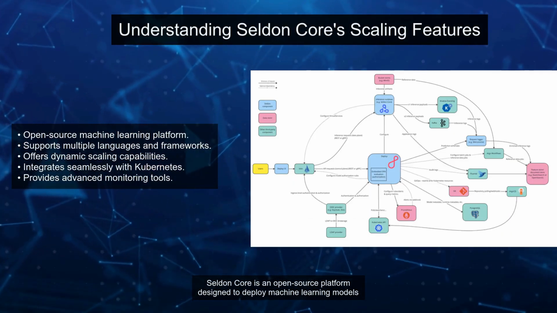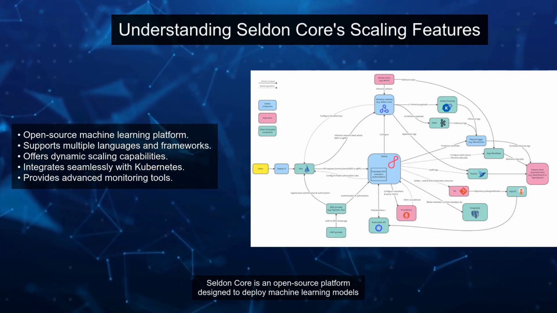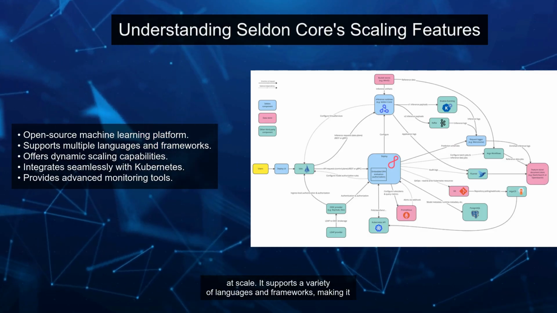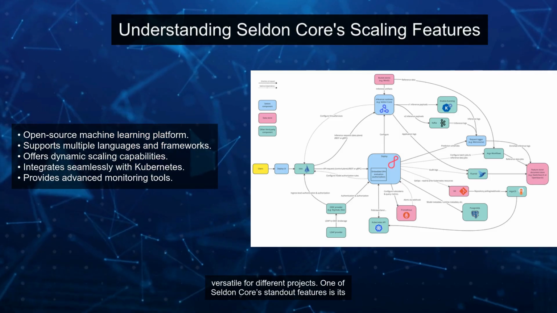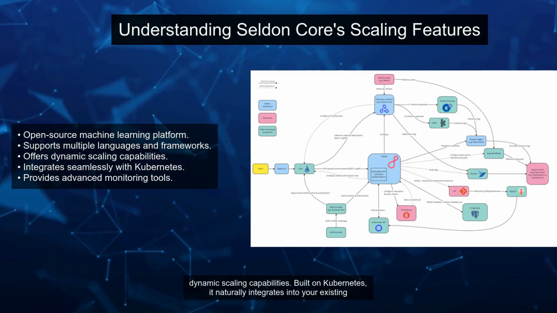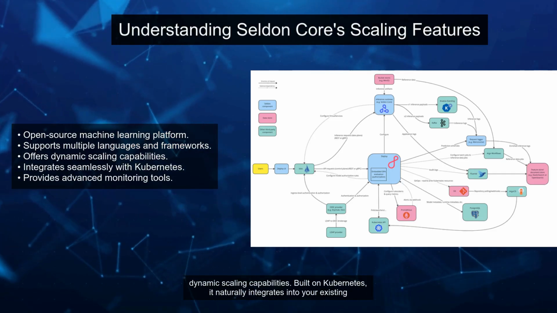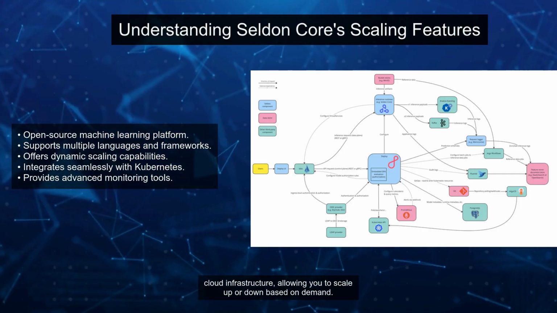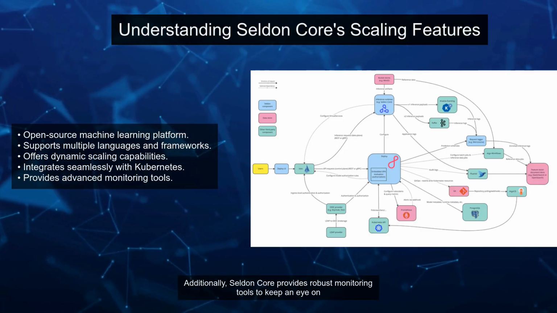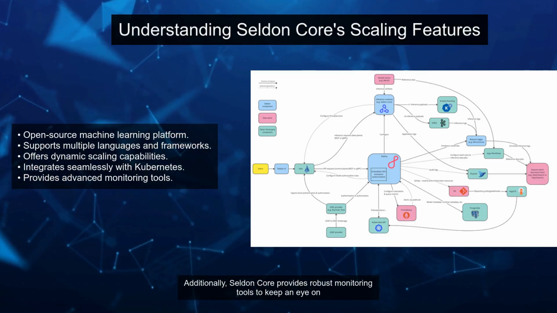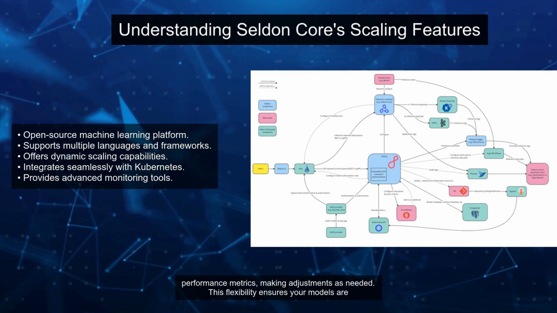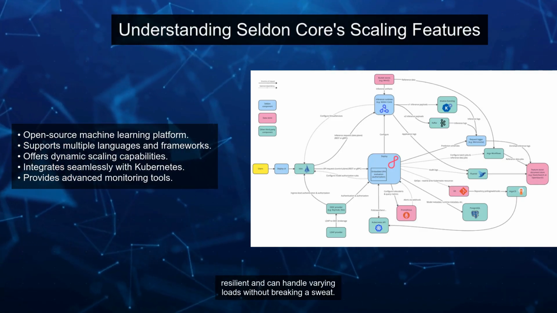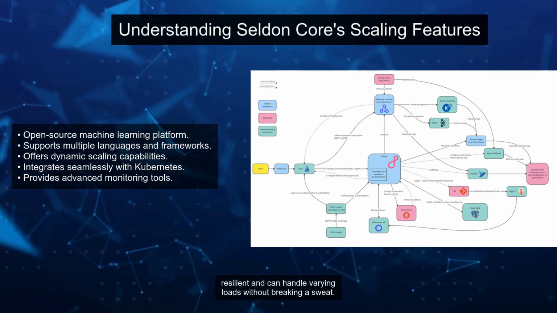Seldon Core is an open-source platform designed to deploy machine learning models at scale. It supports a variety of languages and frameworks, making it versatile for different projects. One of Seldon Core's standout features is its dynamic scaling capabilities. Built on Kubernetes, it naturally integrates into your existing cloud infrastructure, allowing you to scale up or down based on demand. Additionally, Seldon Core provides robust monitoring tools to keep an eye on performance metrics, making adjustments as needed. This flexibility ensures your models are resilient and can handle varying loads without breaking a sweat.